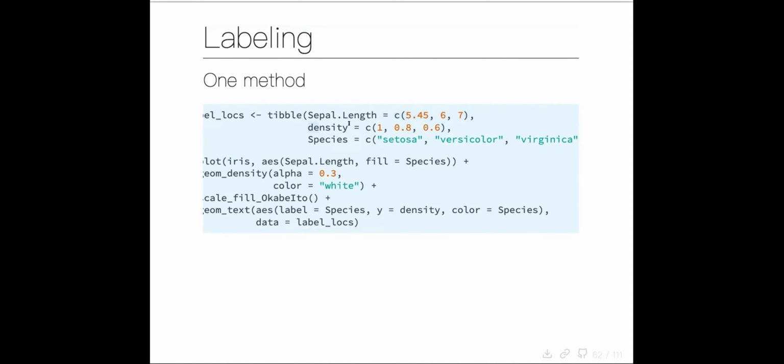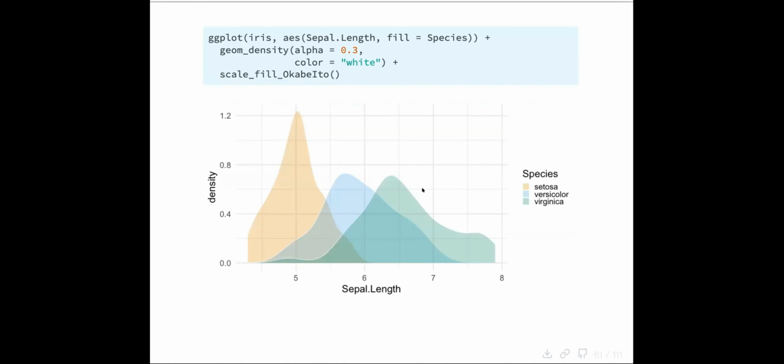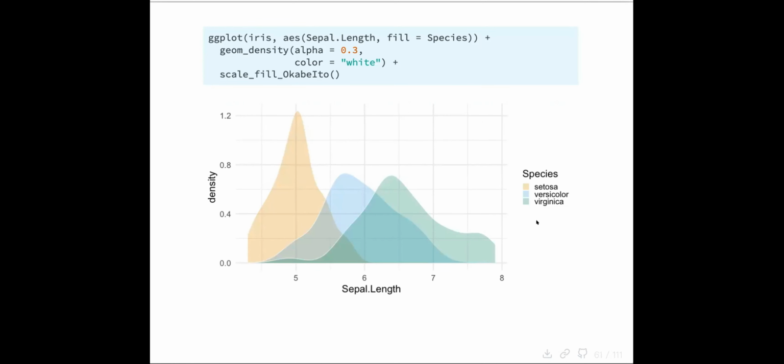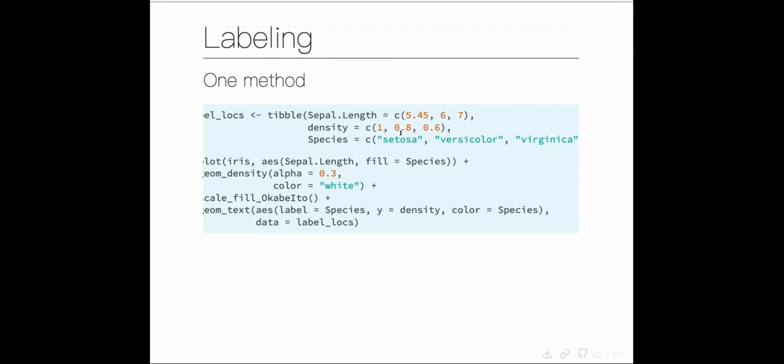Then I'm creating a value called density, which is where they're going to be on the y-axis. And the only way I know these values is just by looking at the plot and figuring out where I want them to be. And then we have the species, which are just the 3 species. So these are the values, 1, 2, 3, for each of these 1, 2, 3 species.